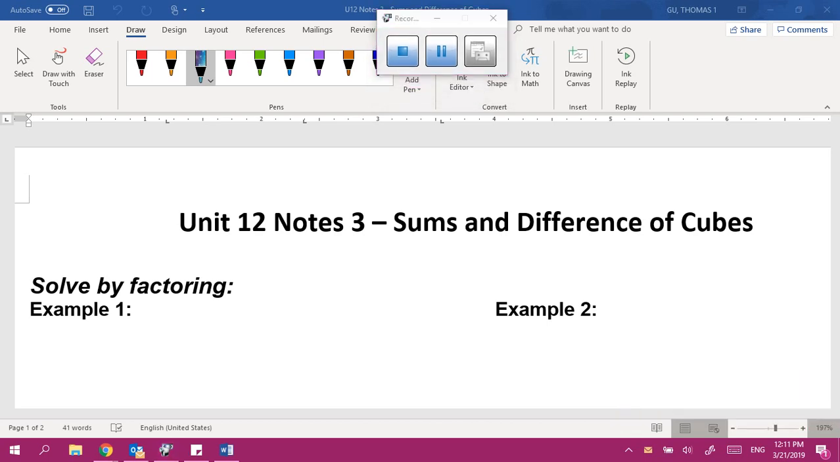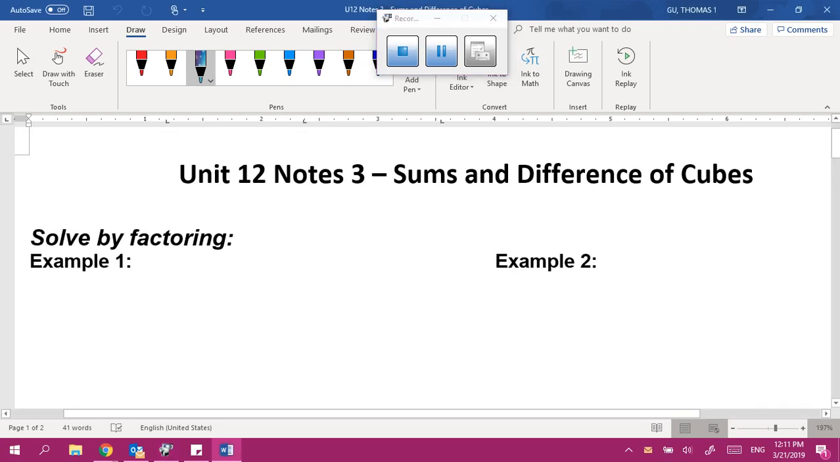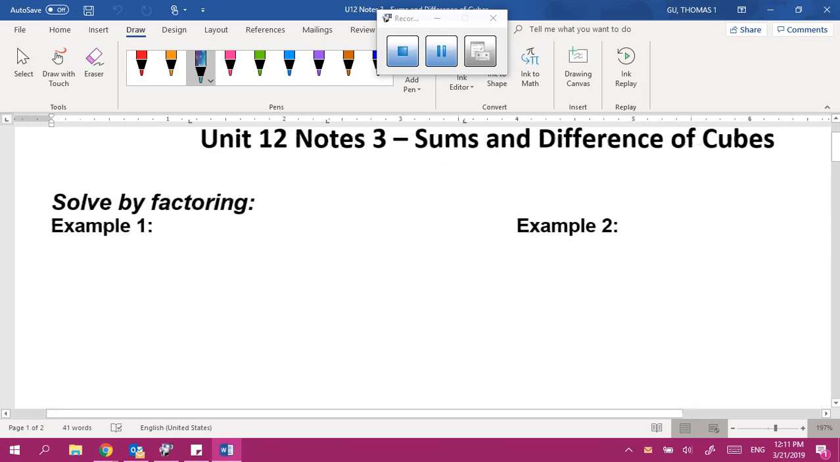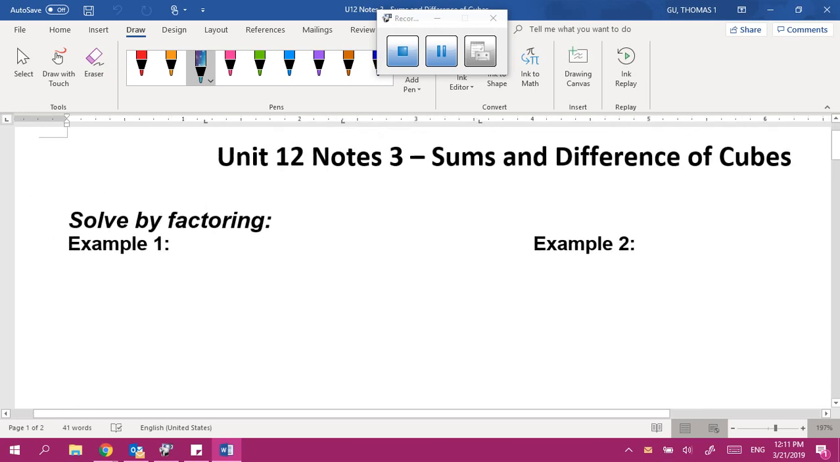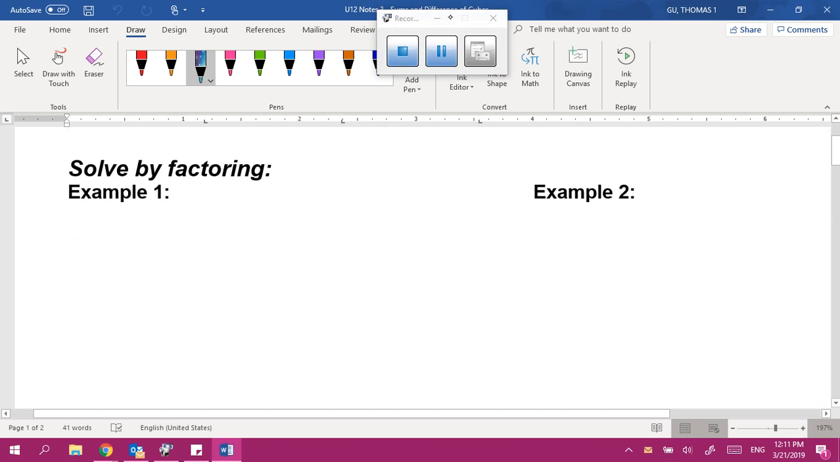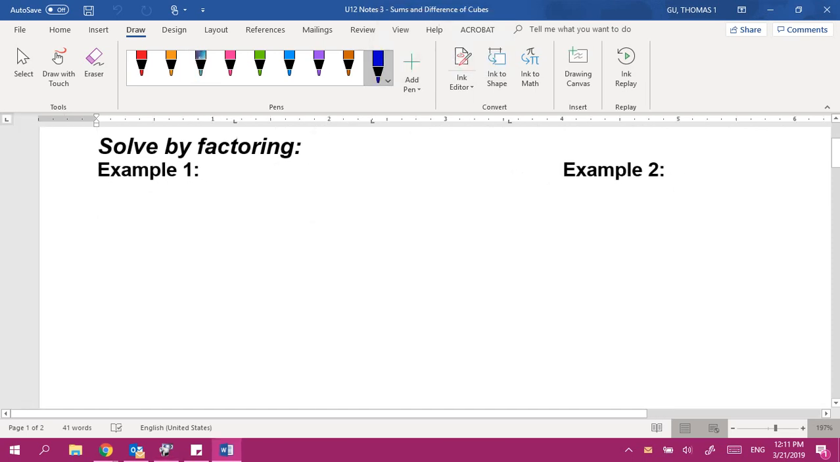Notes number 3. Welcome back to another fun-filled, action-packed, non-flipped Algebra 2 classroom video. Today we're going to be looking at something new and something a little bit fresh, maybe, to some of you guys. It's going to be the sums and differences of cubes. But before we start that, we're going to do 2 problems just to review and make sure that we know how to solve by factoring.